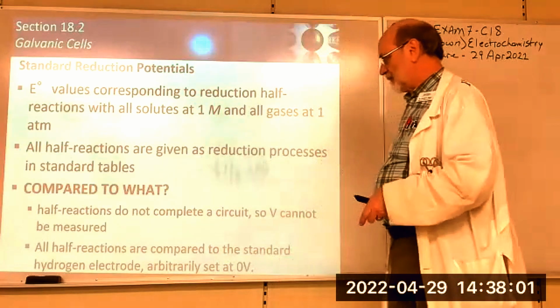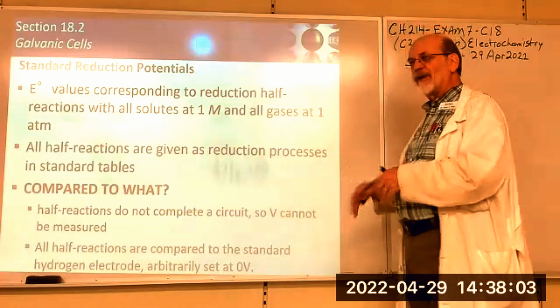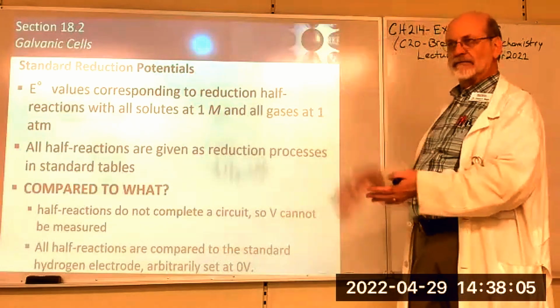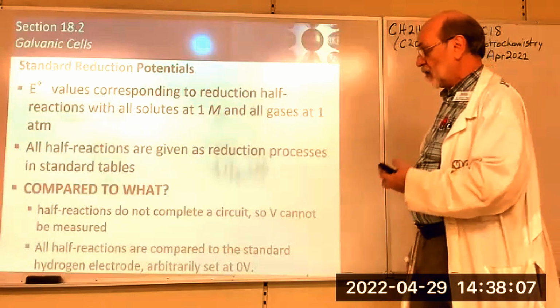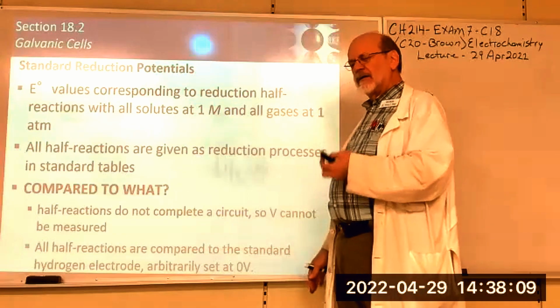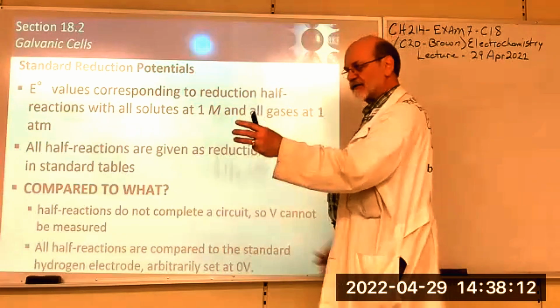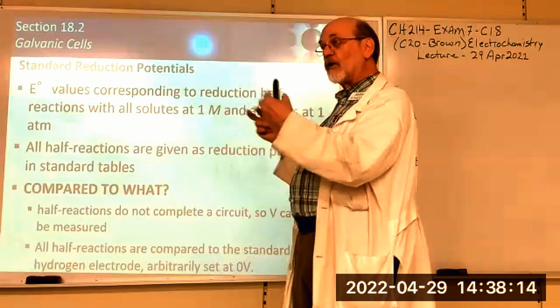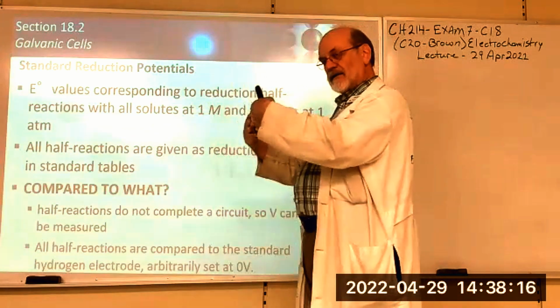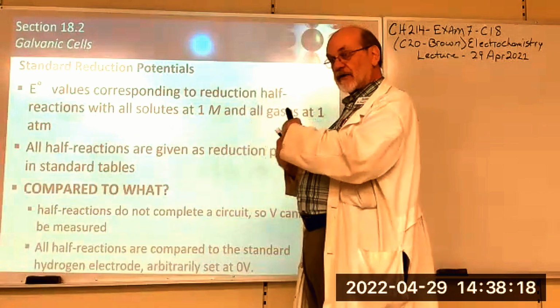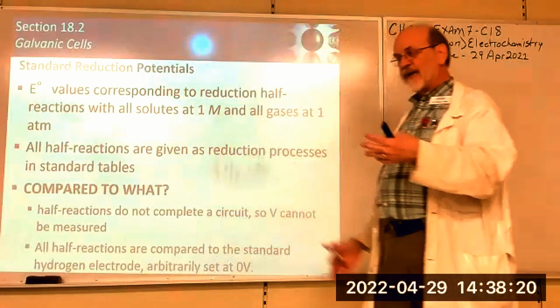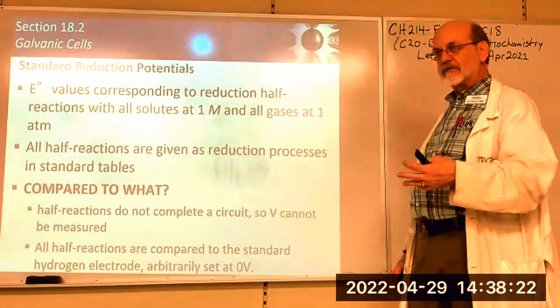Okay, and those values have all been compiled for us and put in tables. And then what you do is you compare, if you want to combine this half cell with that half cell, you have voltages assigned to them that you can combine in the correct way and determine what's the maximum I can expect from this reaction.